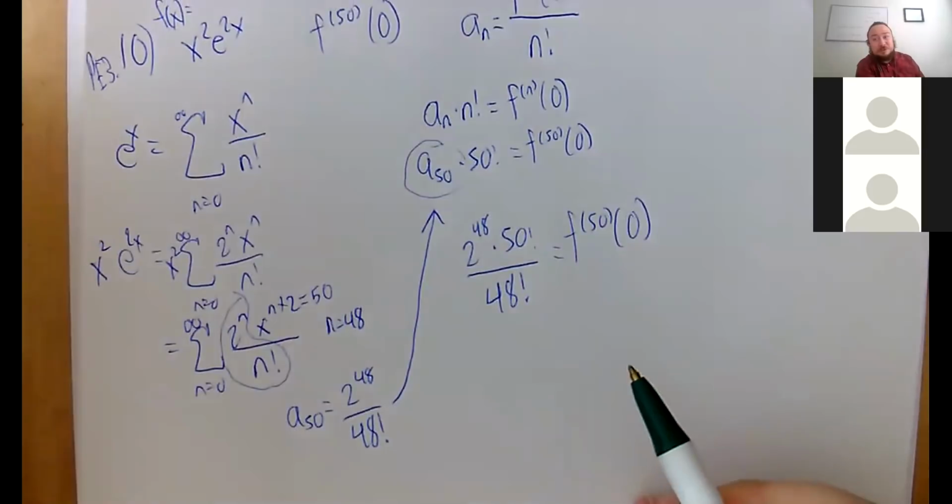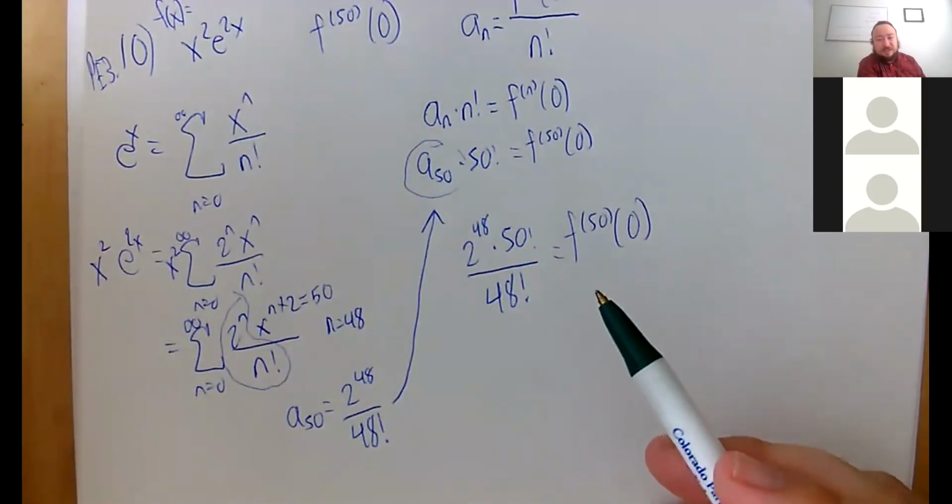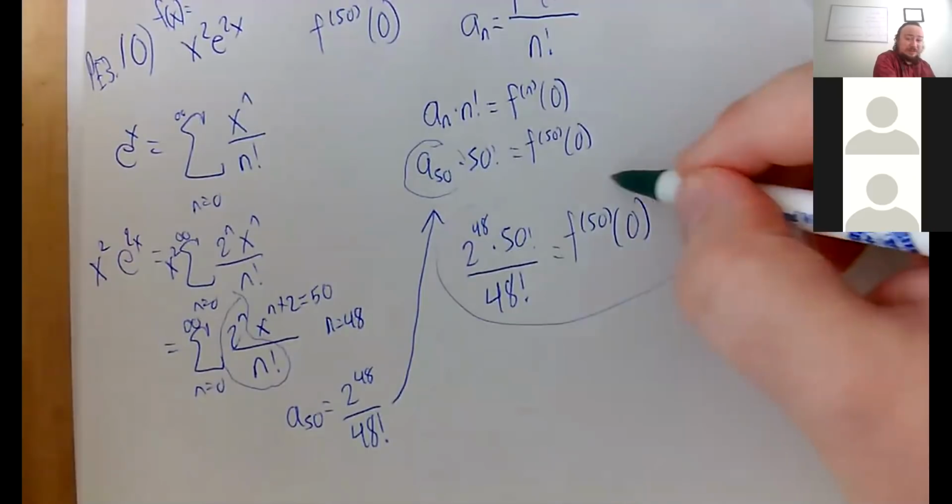That is going to be our derivative here. I don't know about you guys, I definitely wouldn't want to take 50 derivatives manually here. That would not be fun. So anyways, this is our derivative here.